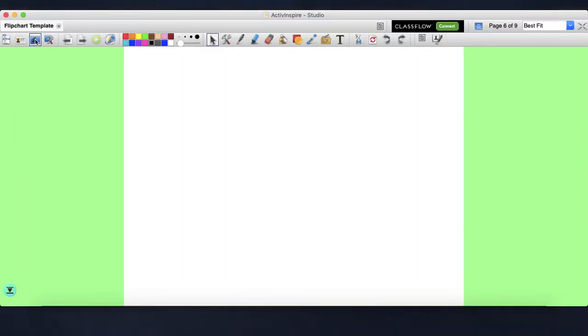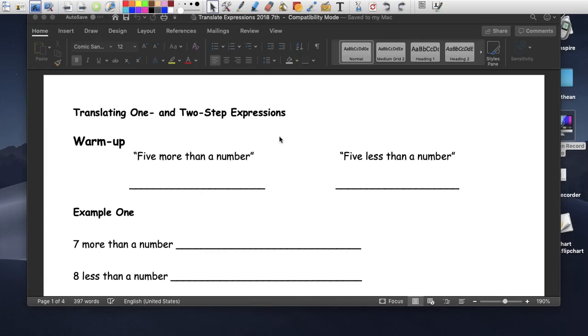Okay, so this should be a short video because the lesson itself is pretty simple. 5 more than a number. I like to translate them exactly as they come out. So 5 more than is addition, and a number could be any variable that you choose. Usually we write n because it represents the number and starts with n.